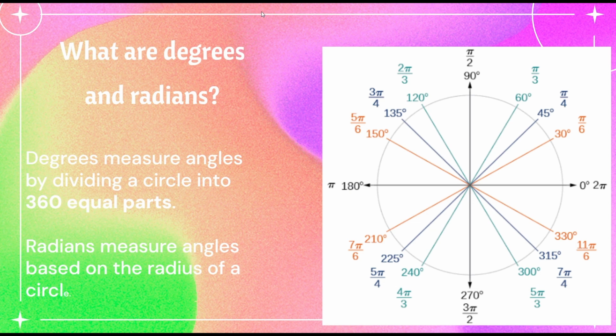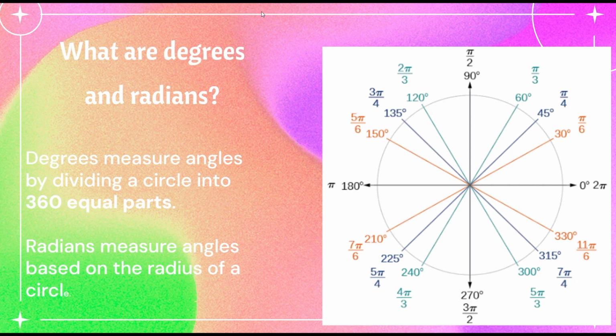To begin, degrees and radians are two different units used to measure angles. Degrees divide a circle into 360 equal parts, so one complete revolution measures 360 degrees. And radians measure angles using the radius of a circle instead of equal divisions.